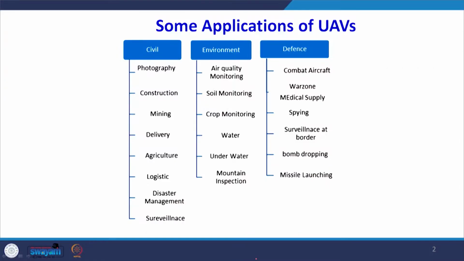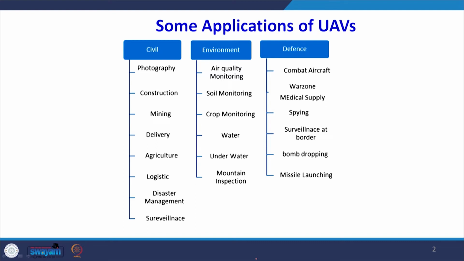The applications related to civilian applications, environmental applications, and defense applications, because initially the UAVs or the drones were developed for defense applications. If we see the list, it is a long list, where you can apply for different aspects of photography, different aspects of construction, mining, agriculture, in civilian applications.